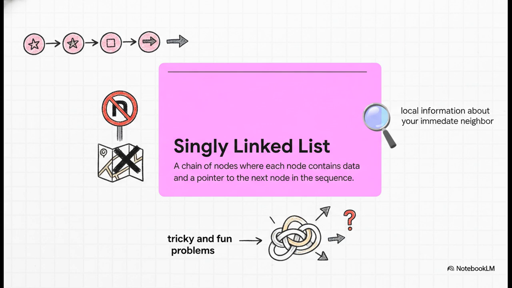So yeah, the big idea here is that it's a one-way street. Every single item in the list, we call it a node, has a pointer that says, hey, go this way to find the next guy. You only know what's immediately ahead of you, and you can never go back. And that limited information is exactly what makes these problems so tricky, but honestly, so much fun to figure out.